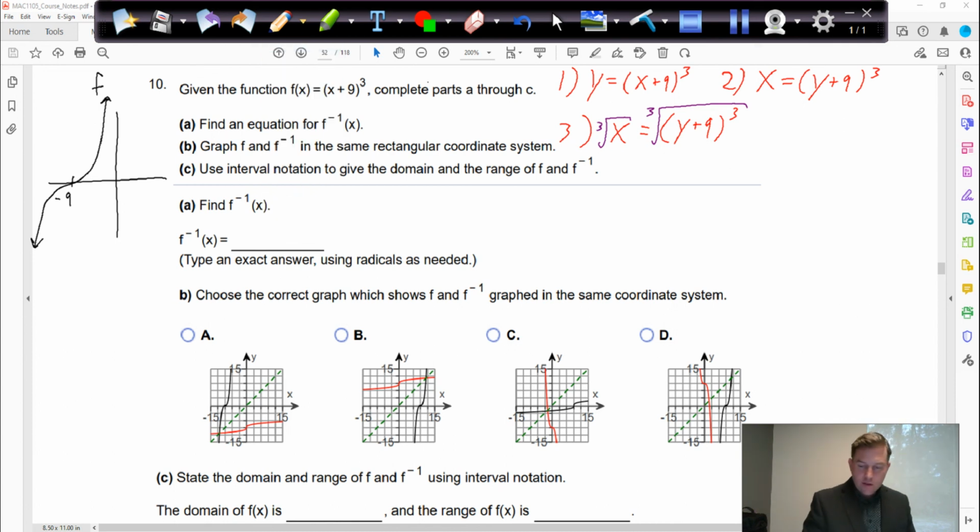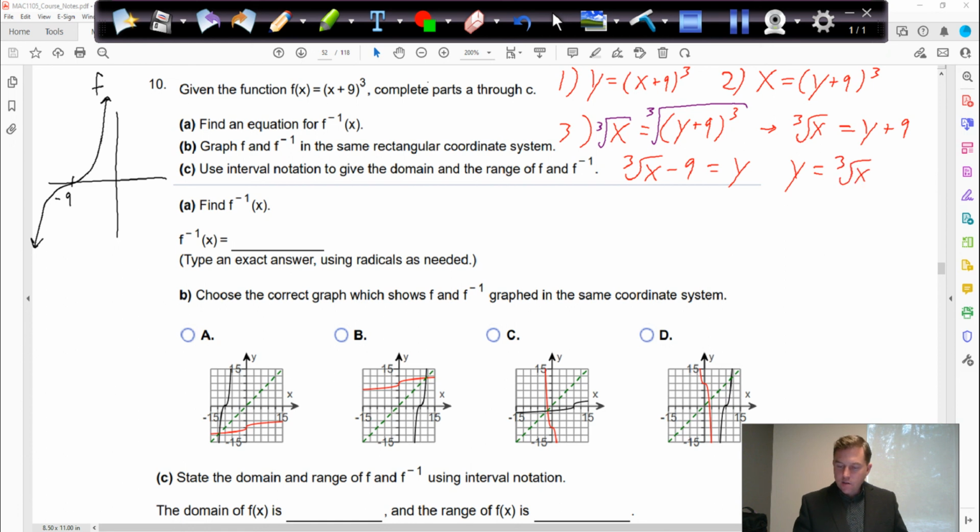So we're left with the cube root of x, and it's equal to, this 3 and that 3 cancel, y plus 9. Now we just have to subtract 9 from both sides, and we're going to get the cube root of x minus 9 equals y, and then I'm just going to write it on the left side instead of the right side, the cube root of x minus 9. And then step 4 says that is the inverse function, cube root of x minus 9.